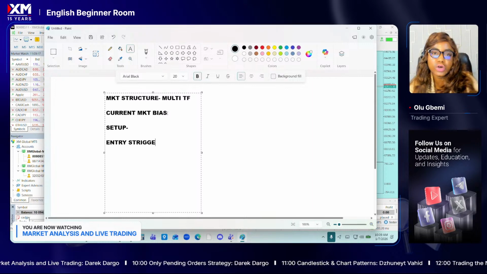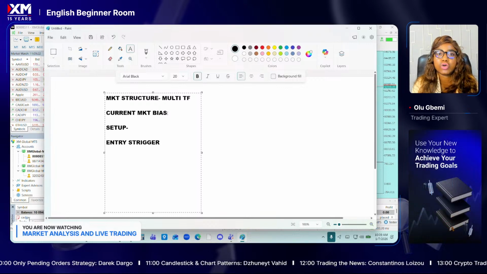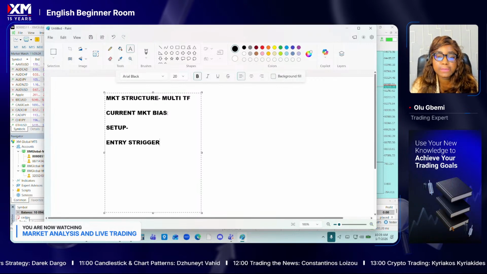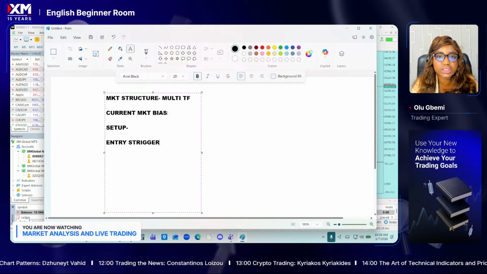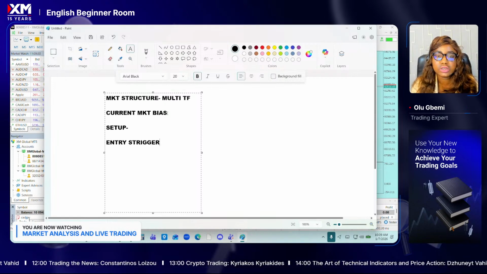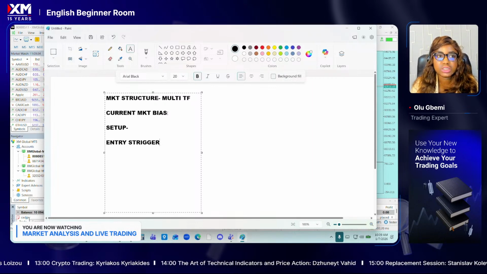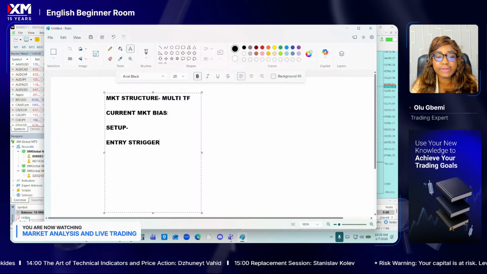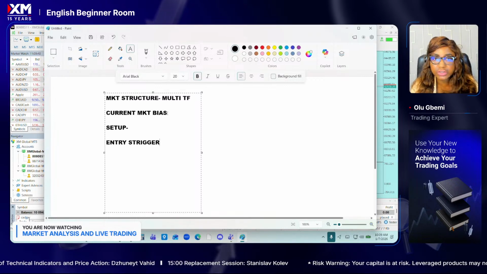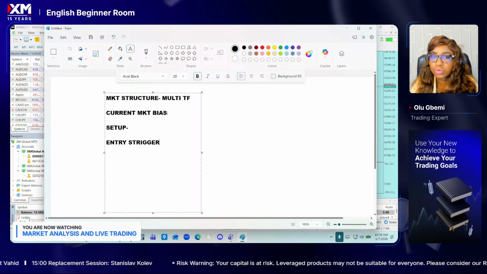So I need to know what triggers the entry. Am I supposed to enter at this time, or do I want to wait for maybe a closing candle or something? Sometimes for me, the entry trigger might be the kind of candle that is closing at that time. It may also be that the price has closed above a certain level.